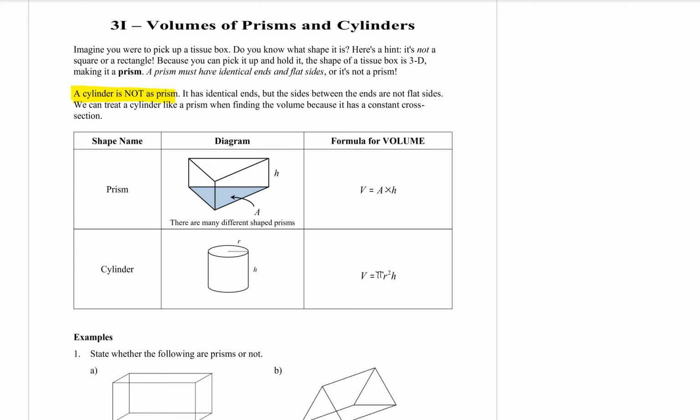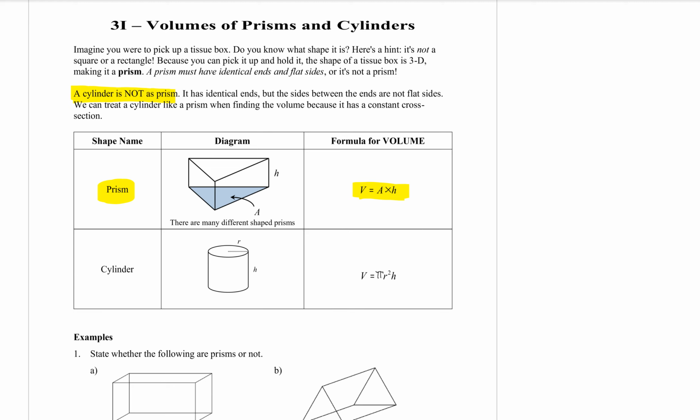So to find the volume of any prism, we can use this formula here. V is equal to A times H. Now the A is the area of whatever the cross-section shape is of your prism. So this one that's shown in the diagram is a triangle, so you would find the area of a triangle. But it could be a trapezium, it could be a parallelogram, it could be many different types of shapes there to find the area. And then you just times it by the height of the prism.